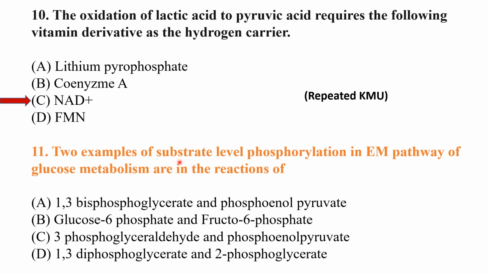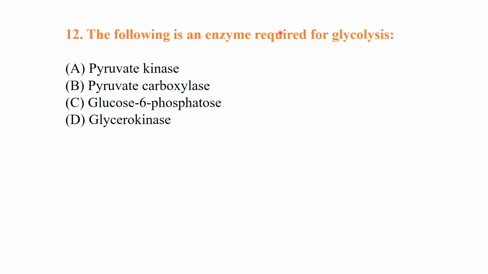Two examples of substrate level phosphorylation in the EMP Embden-Meyerhof pathway of glucose metabolism are in the reactions of. Best answer is 1,3-bisphosphoglycerate and phosphoenol pyruvate. The following is an enzyme required for glycolysis. Pyruvate kinase is an enzyme of glycolysis.